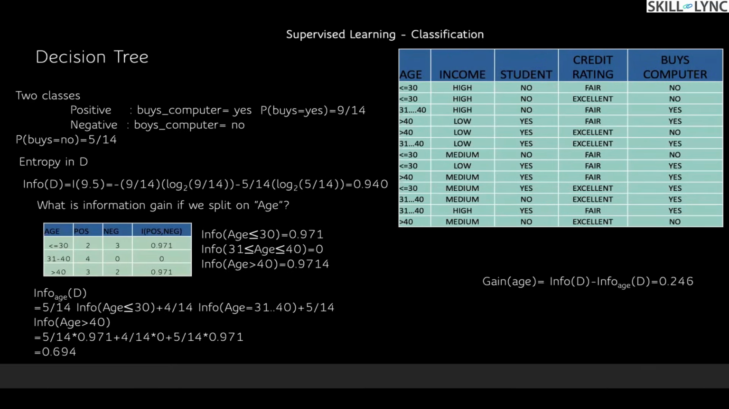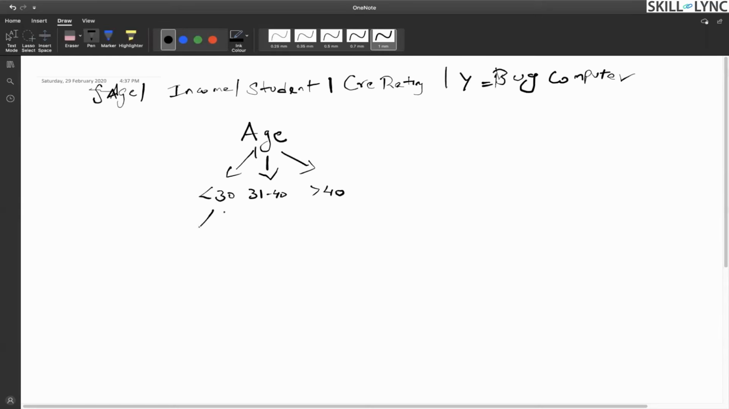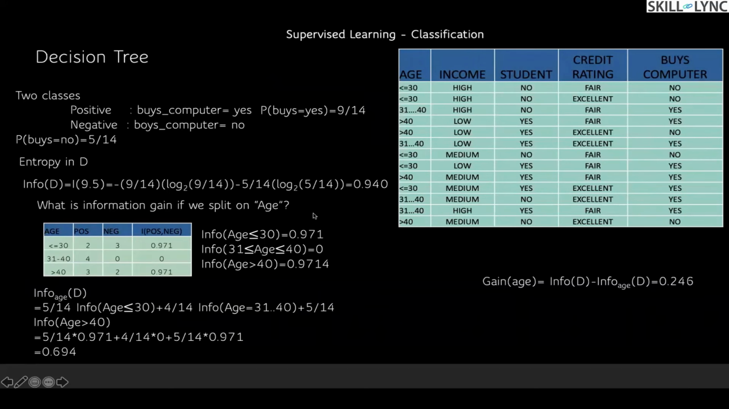So for less than 30, how many outcomes do we have? If I'm looking only with respect to income, I can have high, I can have medium, I can also have low, right? I have all 3 different possibilities: low, medium, high. So now I'm looking at income. High, medium, low.